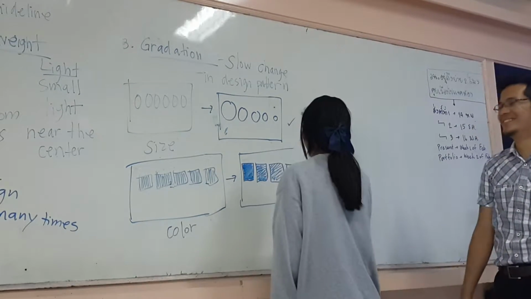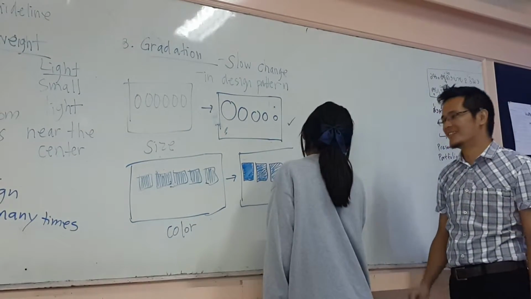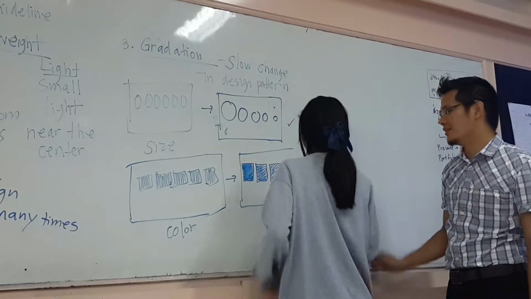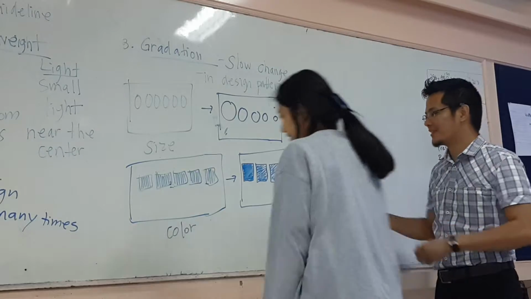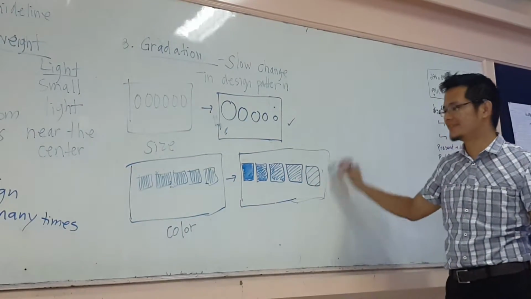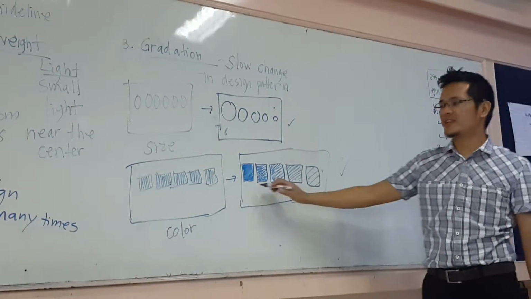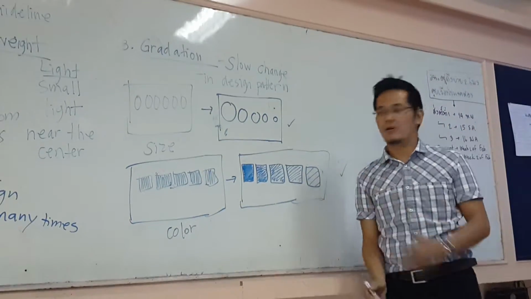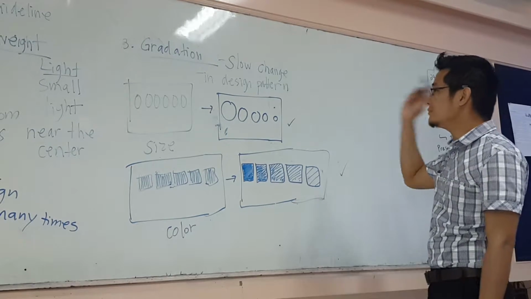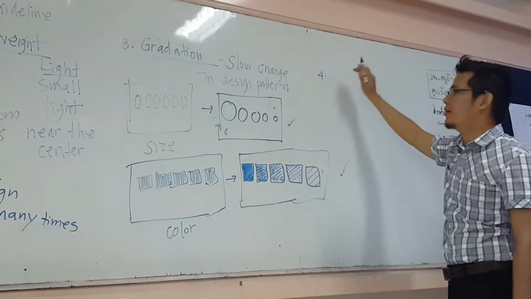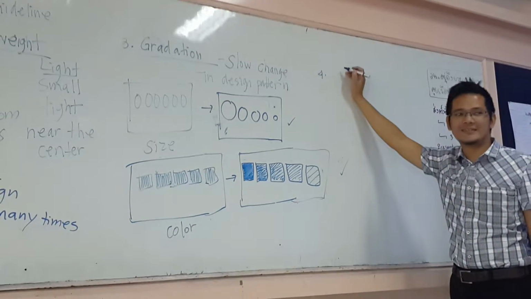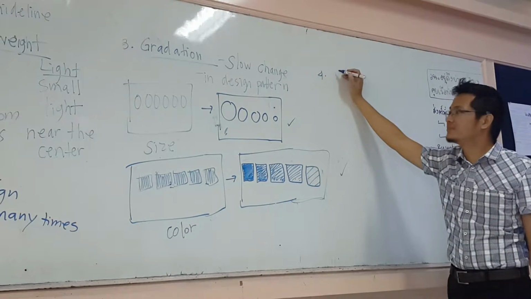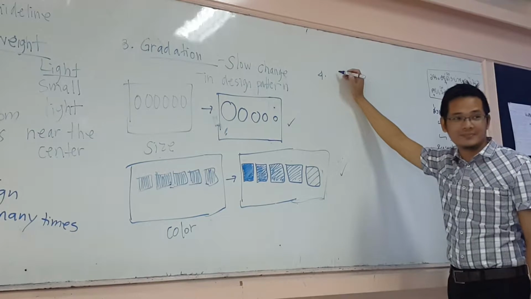Okay, time's up. Okay, is this correct? Correct. So the change in the color from the dark to the light color is slow. Let's go to number 4. Dominance.